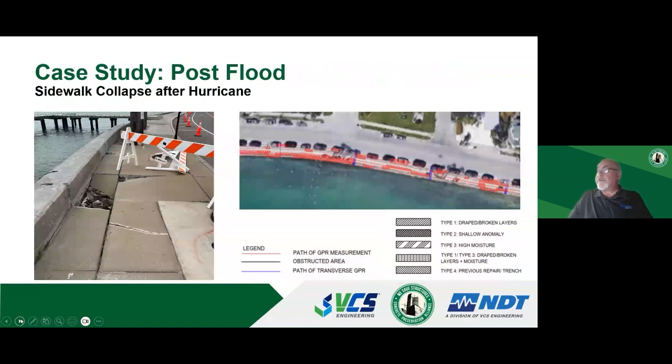So the ground penetrating radar, the low frequency GPR, was able to look through the concrete slab and documented where the voiding conditions were underneath the sidewalk and the roadway.